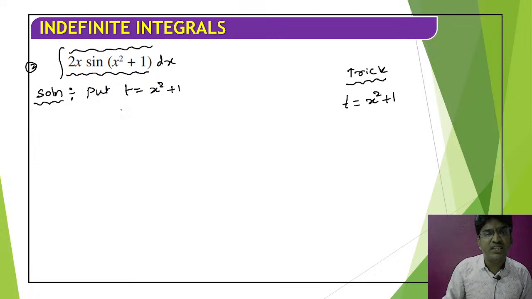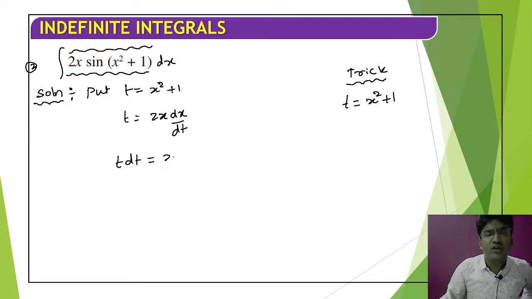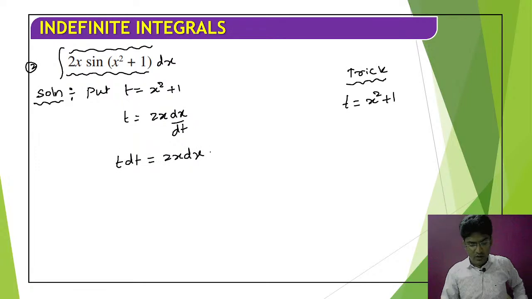So if I differentiate this with respect to t, what I am going to get, that is important. Differentiation of t with respect to t is 1. Differentiation of x square is 2x into dx by dt, because you are differentiating with respect to t, and differentiation of 1 is 0. So if I simplify this, it will be dt equal to 2x into dx.